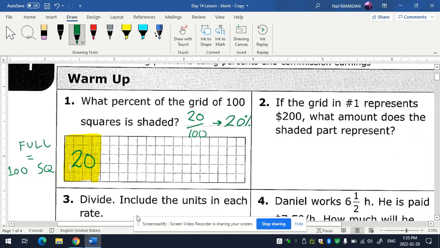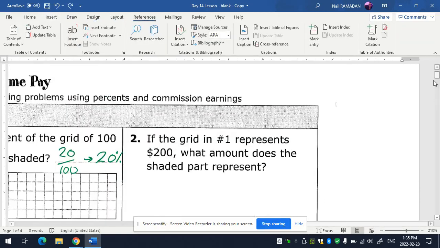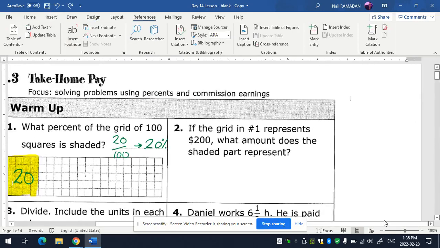All right. If the grid in number one, this one right here, represents $200, what amount does the shaded part represent? So the question is saying, if those 100 squares represent $200, what amount does the shaded part represent? Well, good news. We already know that the shaded part is 20%. So basically the question is saying this.